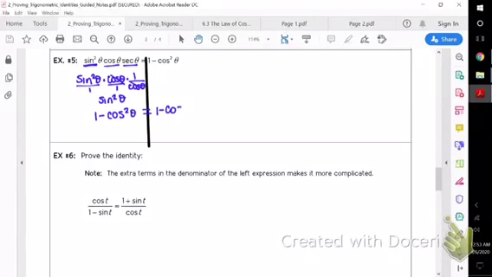Now, how did I know to go that route? Well, when I looked at my answer, I knew 1 minus cosine squared, that's a Pythagorean identity, and it's equal to sine squared. So I knew that once I could get sine squared by itself, then I could use that identity to change it over and solve it.